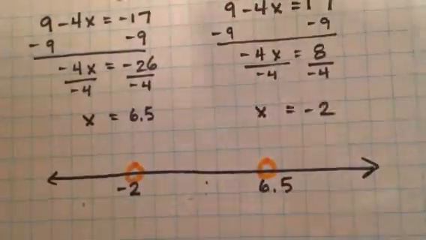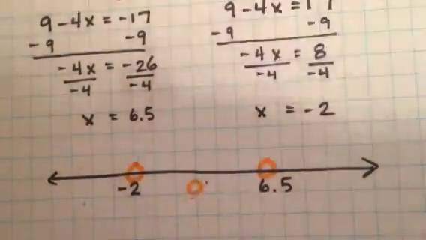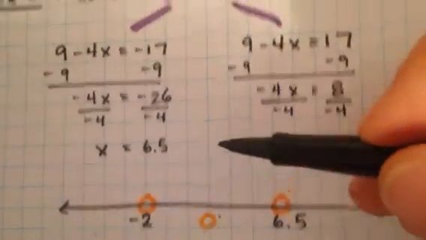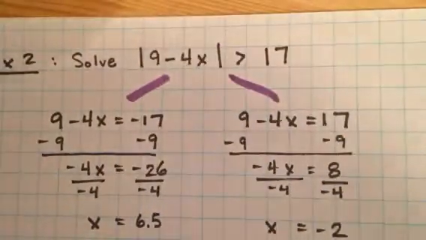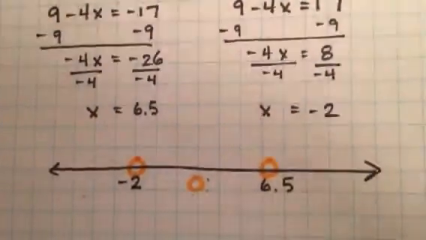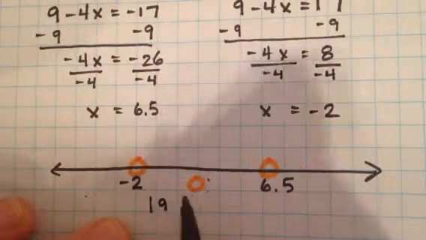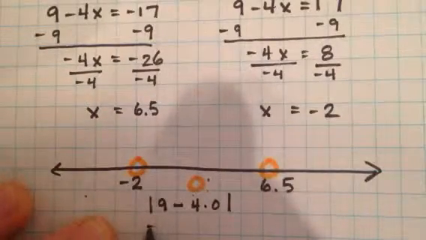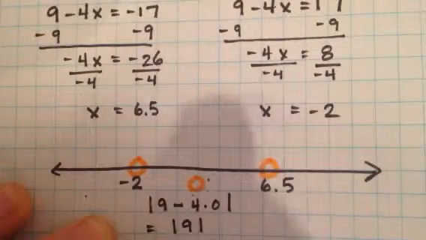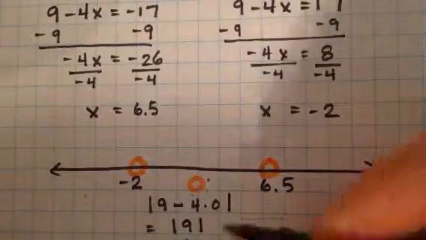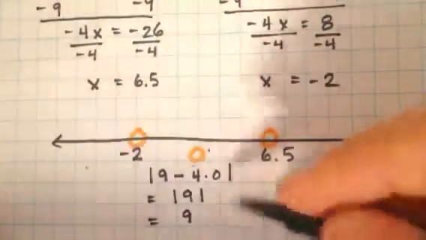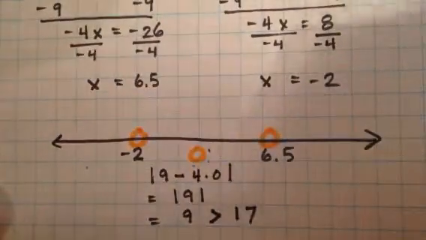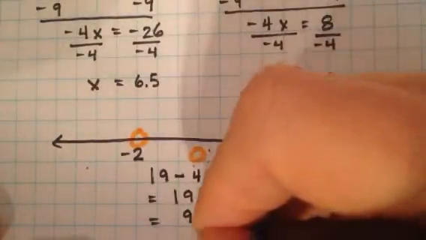So now I'm going to test a value in the middle, and I notice that 0 is a number in the middle, and that's pretty easy to test. So I'm going to take 0, and I'm going to plug it into this equation right here. And let's see what happens when we do that. We get absolute value of 9 minus 4 times 0 is equal to the absolute value of 9, which is equal to 9. Now the other side of the inequality says is greater than 17. In this case, 9 is not greater than 17.